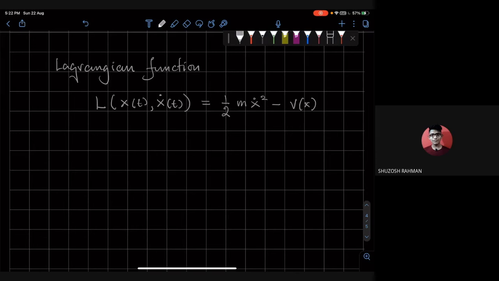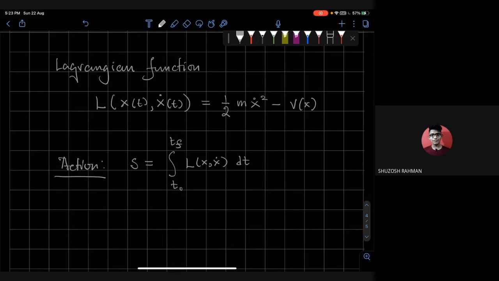And then we have something called the action. The action is the time integral of the Lagrangian, and the action is denoted by S. The way that action is defined is that we take the Lagrangian as our integrand and integrate over dt from the initial time to the final time. Okay? So this is the action.